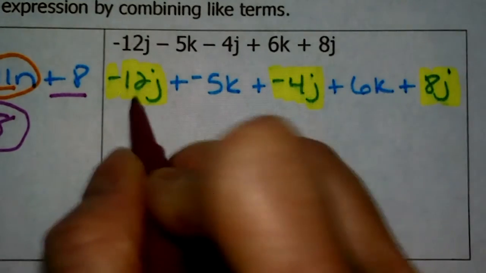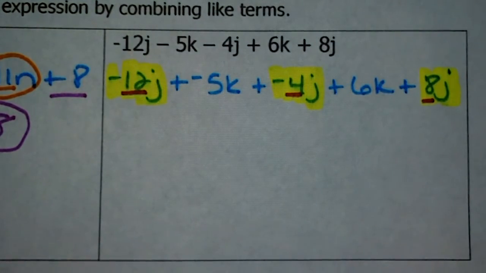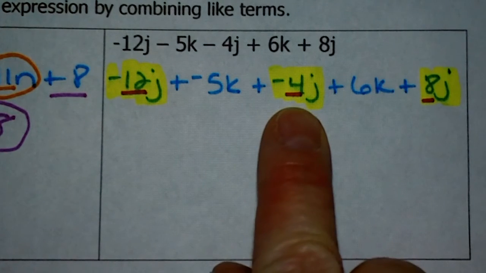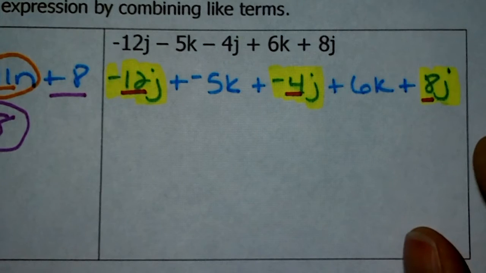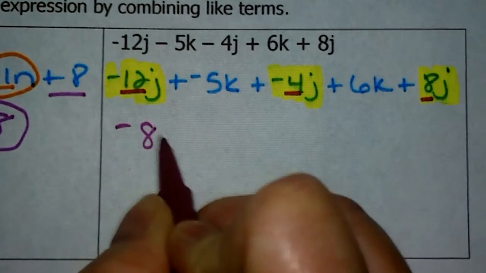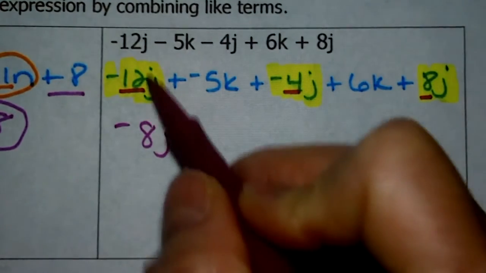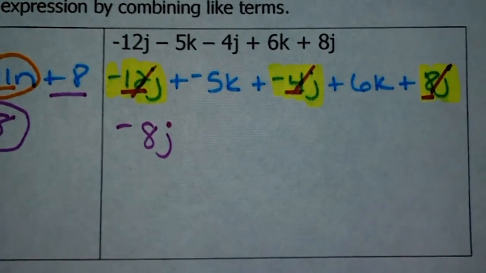In order to put them together, all I have to do is add their coefficients. So negative 12 plus negative 4 is negative 16. And negative 16 plus 8, subtract, take the sign of the greater, would give me a negative 8j. So all of those j's combine together to make one term. That's the simplest form for all the j's.